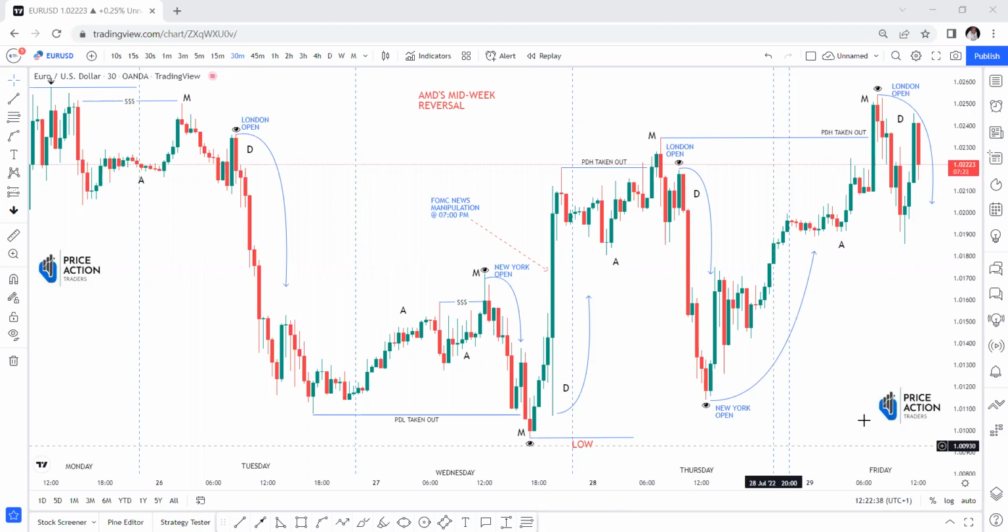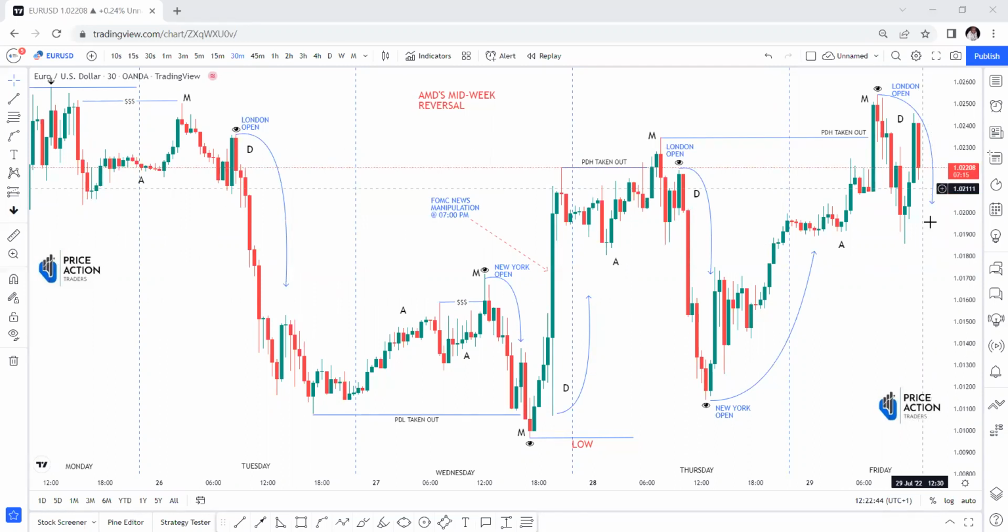Price has been up, so we expect price to go from Monday to Monday. We expect price to start coming down from today's close. Then Monday we expect... This is Euro US dollar, on the 30-minute chart.